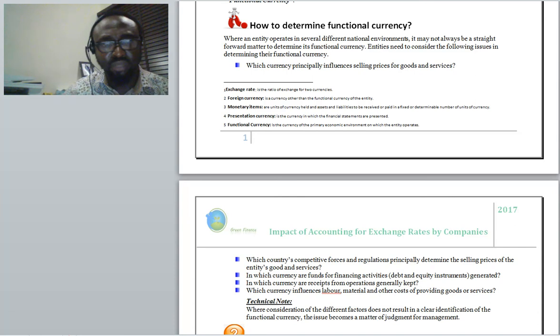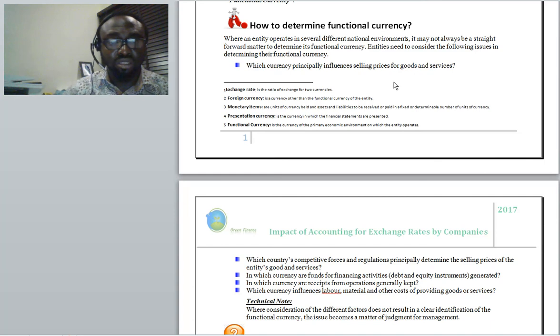Now, when an entity operates in several different nations or environments, or when a company buys in different currencies and sells in different currencies, it may not always be a straightforward matter determining what the functional currency is. This is common for multinational operations. Entities need to consider the following issues in determining their functional currency.